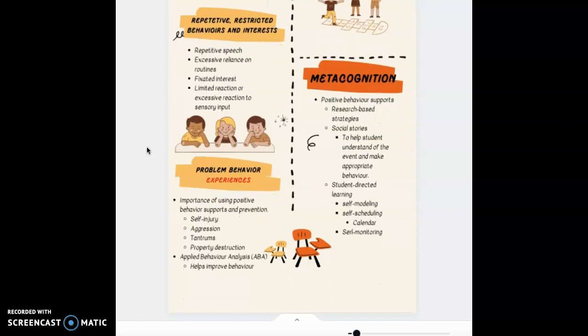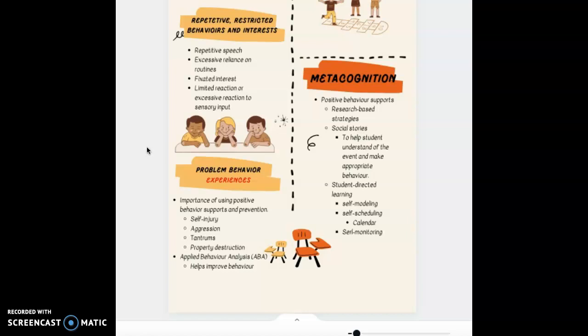And like I said, within this chapter, I really related this to my job and my personal experiences on the importance of positive behavior supports, that they should be research-based strategies, and that they should also use social stories to help the student understand their life and the events, and to make appropriate choices for their behavior. And more importantly, to help the student actually understand and confront their disorder is by making learning more student-directed.